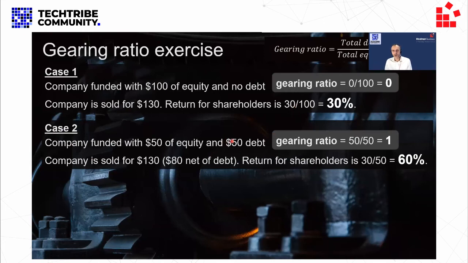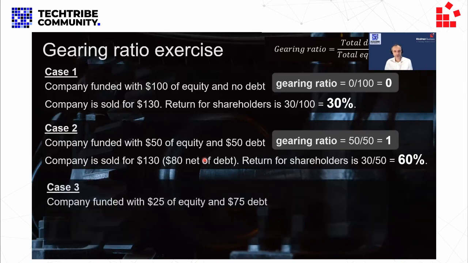Here you see that because they funded some of the operations of the company with debt, the shareholders got a much higher return. That's why shareholders in some cases might want to fund the business with debt instead of equity. But this can backfire as well, and I want to show you one example of how it can backfire. In case number 3, again, you can quickly calculate the gearing ratio. Let's see if people can get that right.